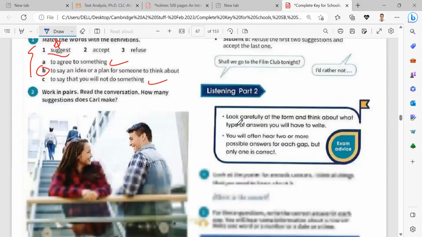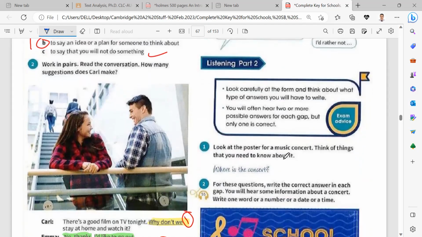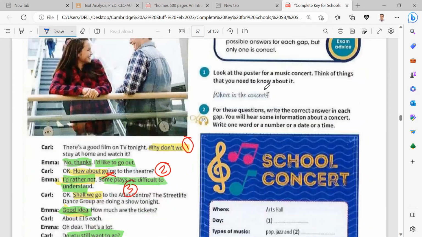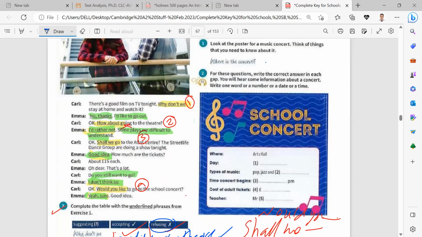Thank you. Okay, now let's start listening part 2. As you know, in listening part 2, you need to listen and write one word only to fill in the gaps. Look at the poster before you start, Sarah. Look at the poster for a music concert. Think of things that you need to know about it. Where is the concert? Read the poster, please, and think of the basic information that you need to know about this event.